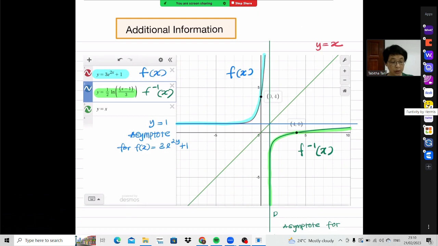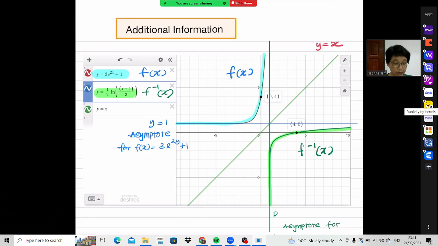I want you to see what interesting things you notice between the function and its inverse. Yes, you have guessed it right. They are mirror images of each other. So that is the first interesting fact. The relation between a function and its inverse is that they are mirror images of each other. With this mirror line, they actually reflect each other.